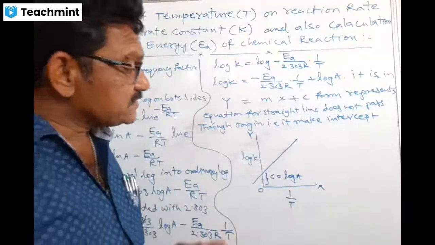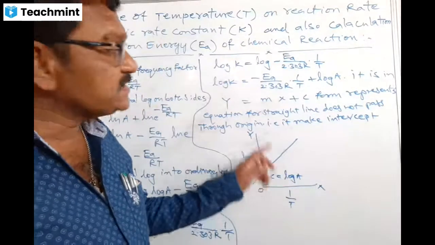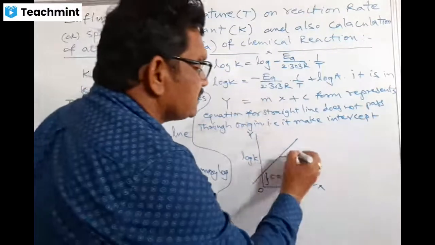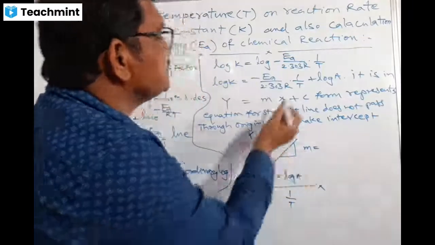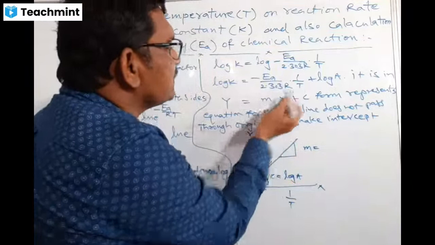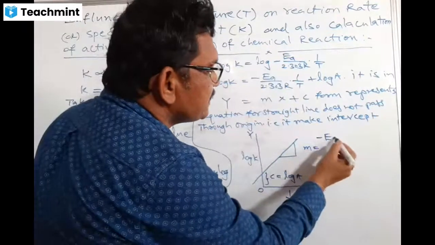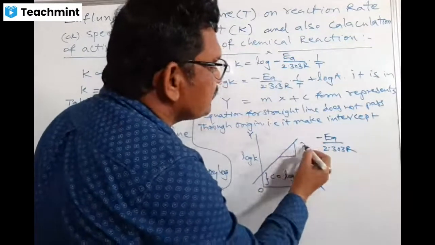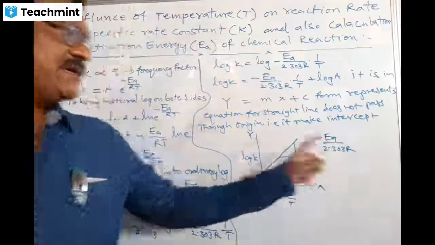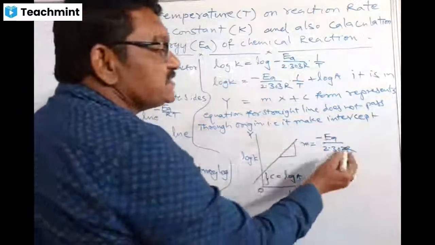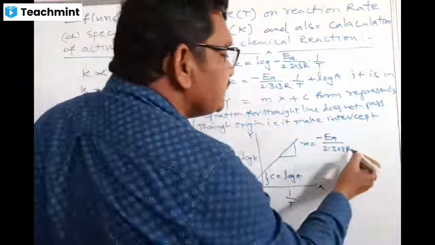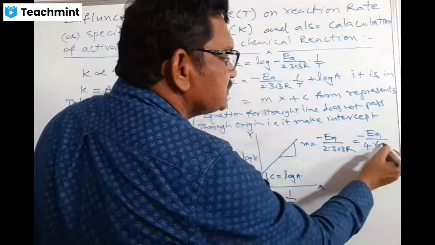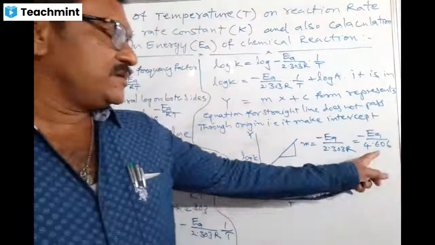So many times in entrance exams this question came: what is the intercept in the Arrhenius equation? Intercept C is equal to log A. Here in the graph, the slope m is the coefficient of 1 by T. m is equal to minus Ea by 2.303 R. The slope value in the Arrhenius equation is minus Ea by 2.303 R. Sometimes the value of R is taken as 2 calories. When it is 2 calories, the slope is minus Ea by 4.606. This is also the slope value.